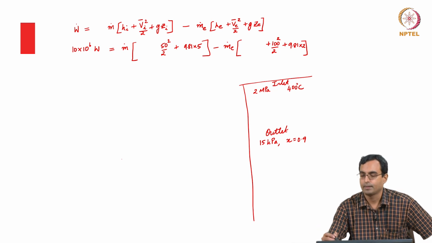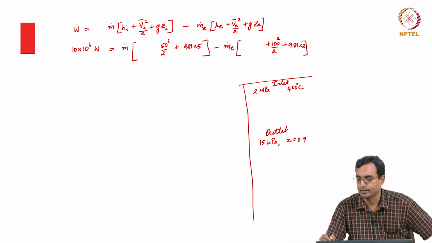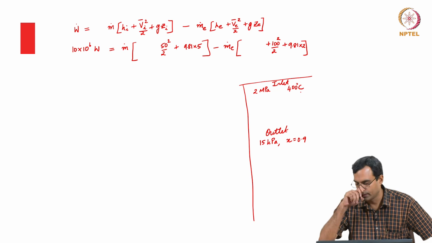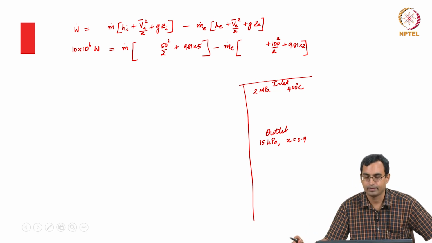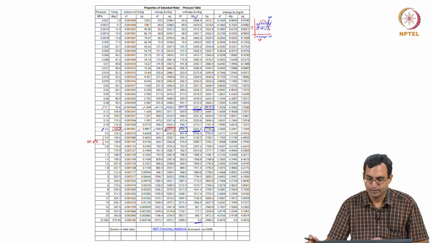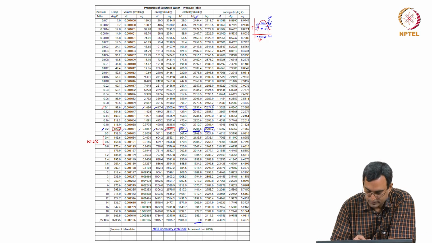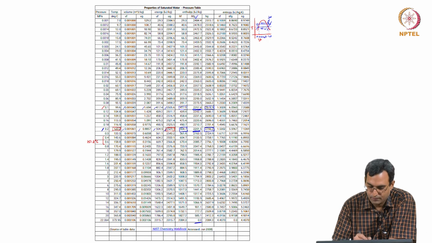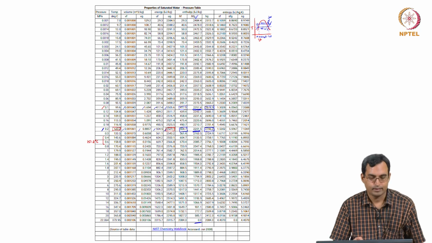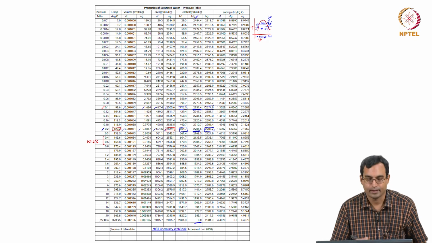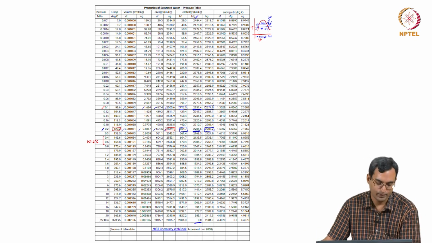So I'm going to look at the steam tables and find out whether this is saturated or superheated or subcooled. So I have 2 megapascal and 400 degrees centigrade. So from the steam tables at 2 megapascal, I'm looking at the pressure table. At 2 megapascal, the saturation temperature is 212 degrees centigrade, and I have 400, which is greater than this. So it must be in the superheated tables.